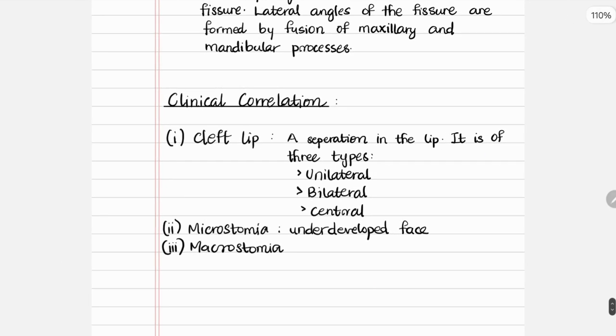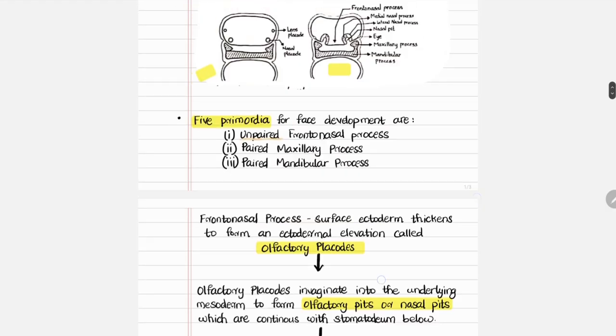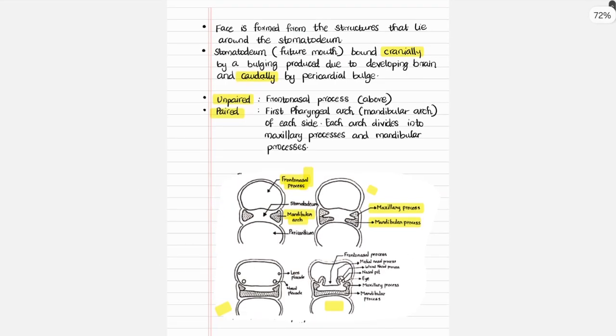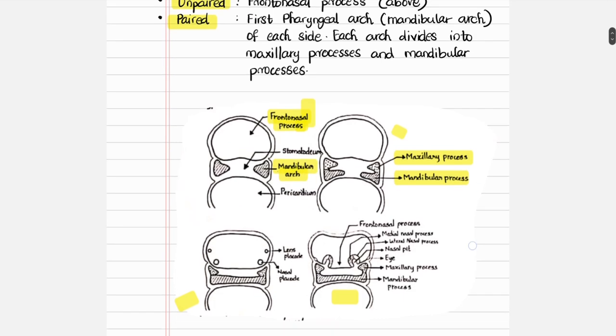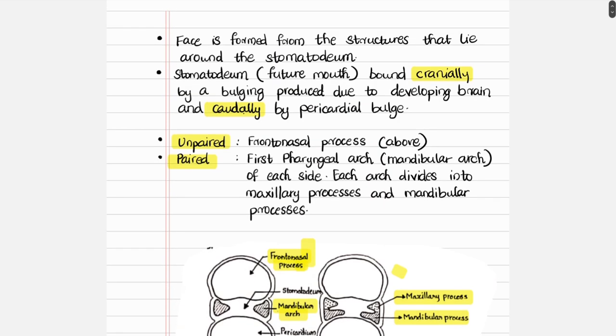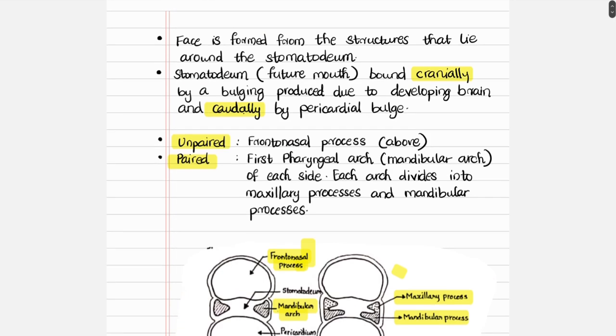Then we have to write about the clinical correlation, that is cleft lip, which is really important. Two or 3 more questions can be asked separately on cleft lip. Then again we can write about microstomia and macrostomia. So these notes are enough to be written for the development of face essay question. These notes are prepared from IB Singh, and from the embryology textbook of Vishram Singh.